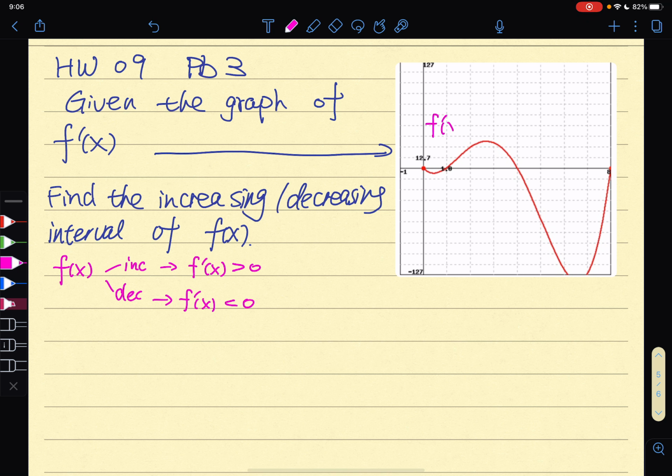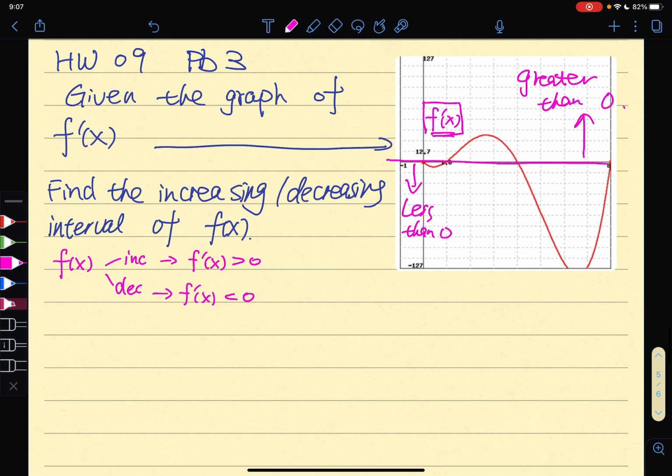Because the graph given to me is already the derivative function, when you talk about this function being greater than or equal to 0, you are talking about the value of it. The graph demonstrates the value of the derivative. That is to say, whenever it's below this line, it is less than 0. And of course, whenever it's above it, it is greater than 0.